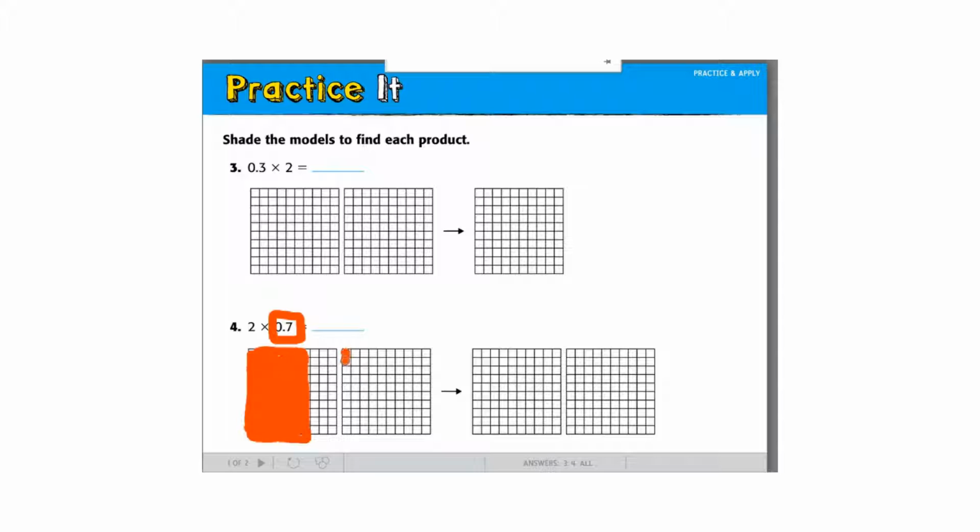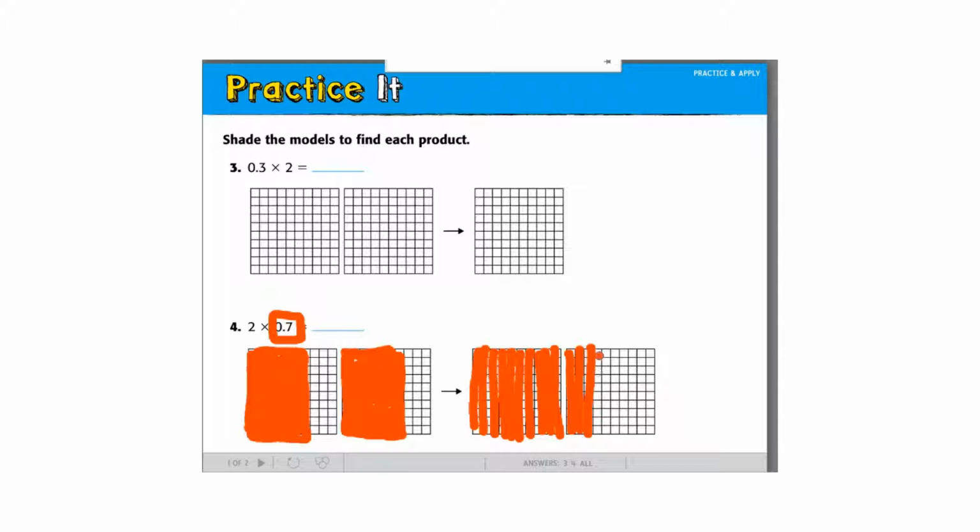And then over here, you're going to shade 7 again because it's 7 tenths times 2. And then on this one, we're going to mix them together to find our final answer. So I shaded in 7 tenths on the first model, I shade 7 tenths on the second model, and now I'm going to shade the total. I'm going to merge them together. So I have 7 first, and then my next 7, I'm just going to continue here. So I have 1, 2, 3, 4, 5, 6, 7.